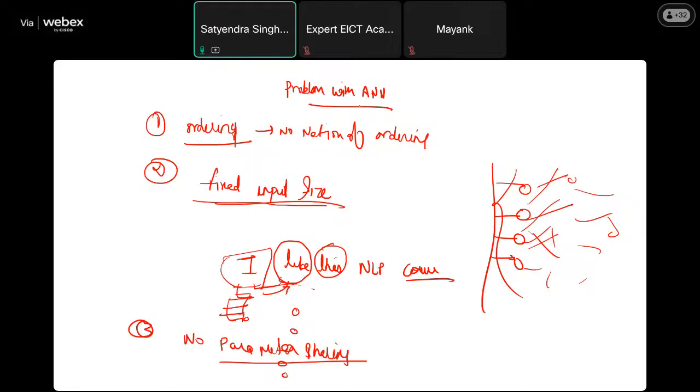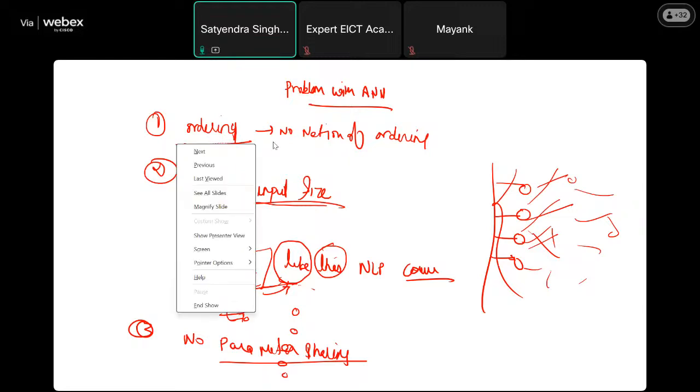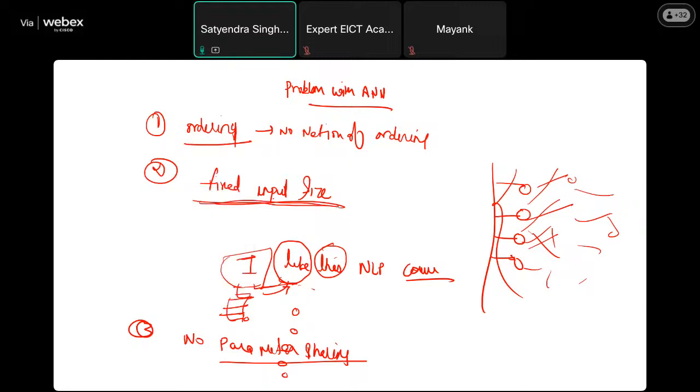artificial neural networks. Don't worry, I'll go to the slides. However, I'm just giving a background of where we are going to start from. You'll just have to bear with my bad handwriting for a few minutes. So these are the problems with NN: there is no notion of ordering, it only works with a fixed input size, and there is no parameter sharing.